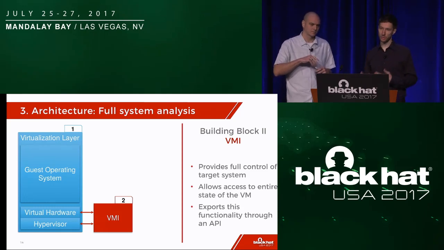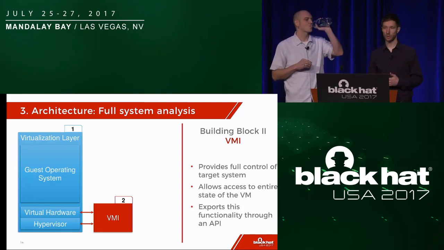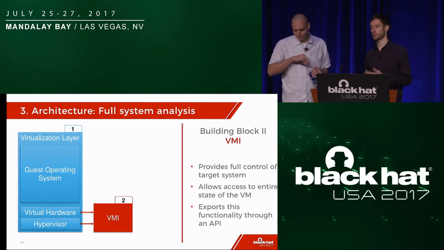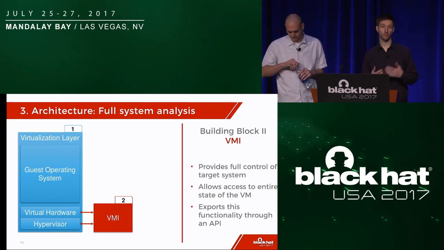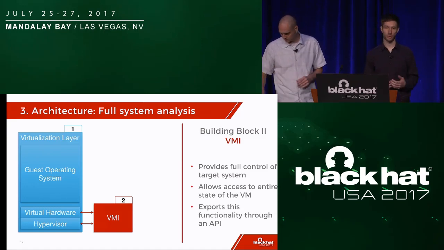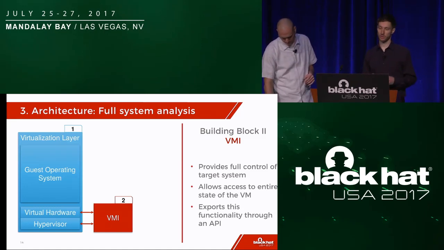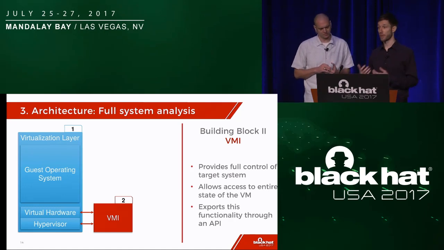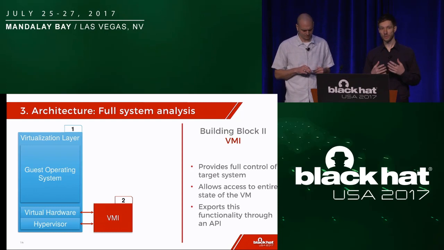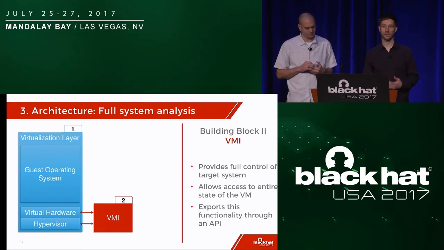And these are exactly the two capabilities that our second building block, the VMI layer or virtual machine introspection layer, provides. It allows the analyst to control the virtual machine, meaning to pause and resume the virtual machine at any point in time, and to inspect the virtual machine. So take a closer look at the registers of the virtual CPU or the physical memory of the virtual machine. And this functionality is exported through an interface such that we can actually leverage it as an analyst.